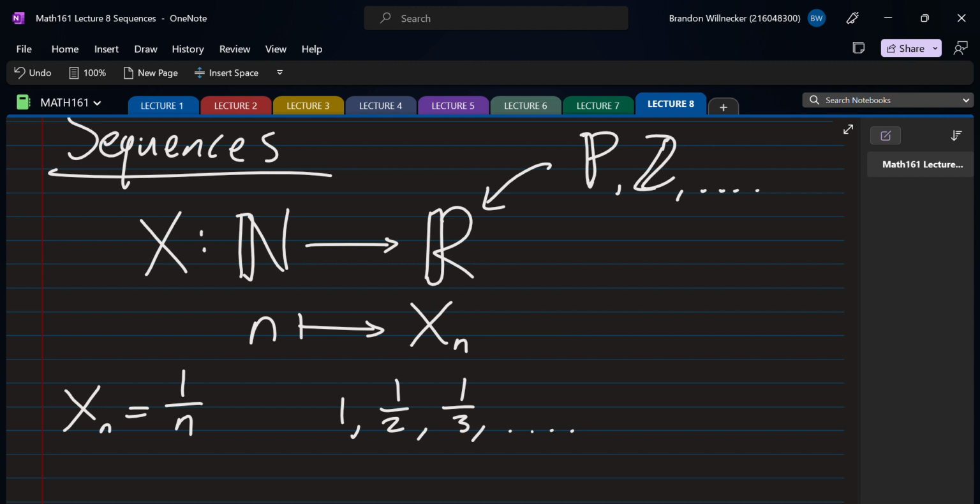Of course, these terms can be real numbers, rational numbers, anything like that. But in general, we're going to stick to real numbers. So that's what you can assume from now on.